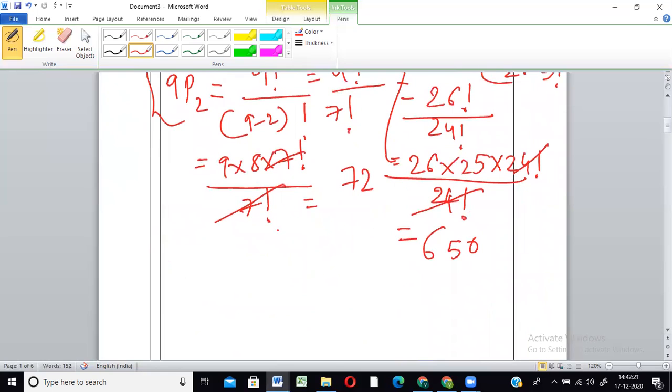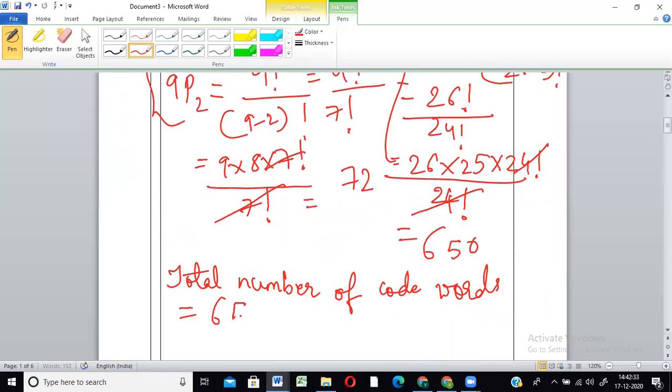So the total number of code words is given as the multiplication of both this job and this job, right? Alphabets also you have to arrange and numbers also you have to arrange. So 650 into 72. So the total answer is 46800.